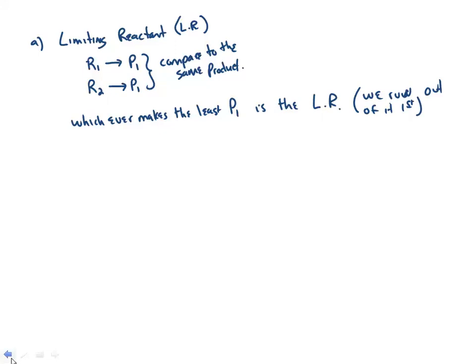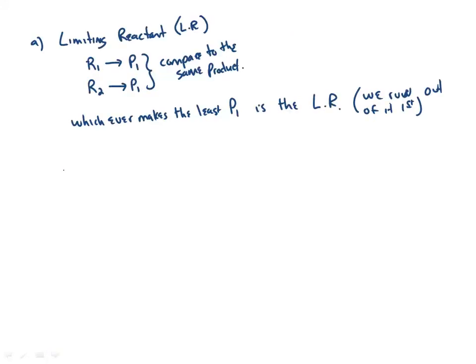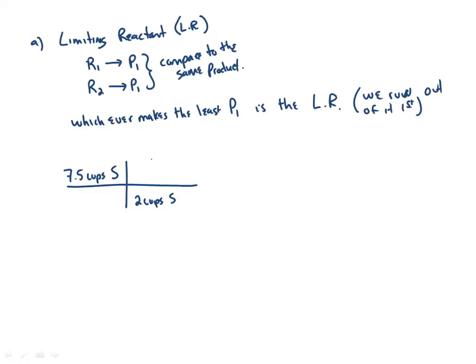So I'm going to take the numbers I had, which were 7.5 cups of sugar, and I'm just going to do a conversion like we did in the chemical reaction. This would be simply like a mole to mole conversion. We know there's 2 cups sugar for 10 cookies. I picked nice uneven numbers just because I didn't want anyone just doing this in your head. So we can make 37.5 cookies.